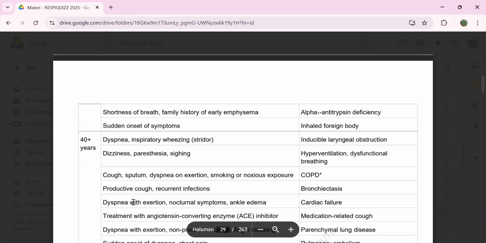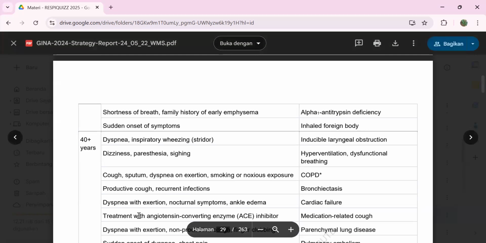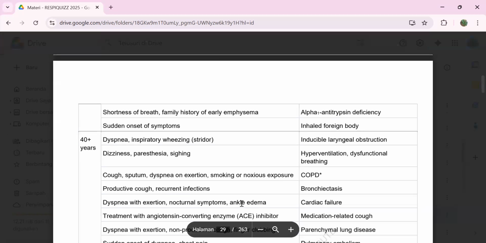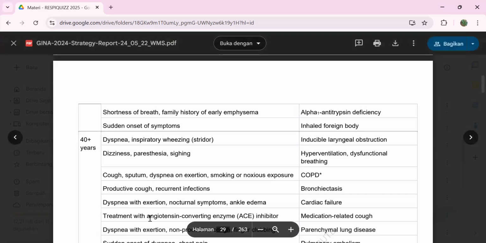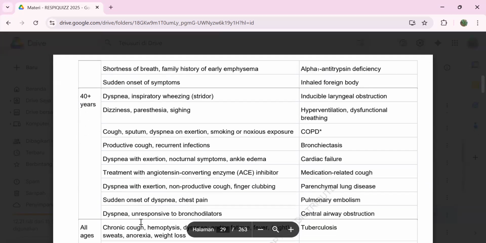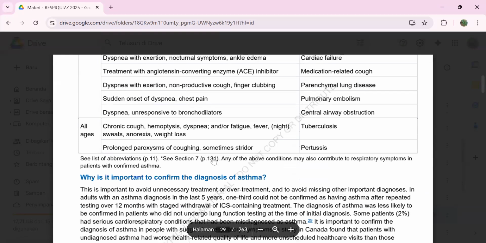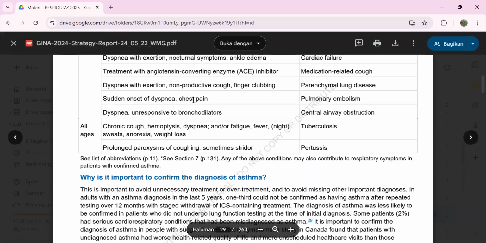If the symptom is dyspnea with exertion, nocturnal symptoms or ankle edema, think about cardiac failure. If the symptom is treatment with angiotensin converting enzyme inhibitor, think about medication-related cough. If the symptom is dyspnea with exertion, non-productive cough, finger clubbing, think about parenchymal lung disease. If the symptom is sudden onset of dyspnea and chest pain, think about pulmonary embolism.